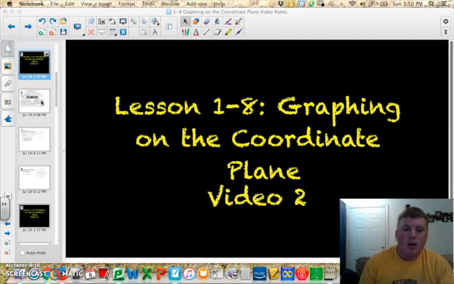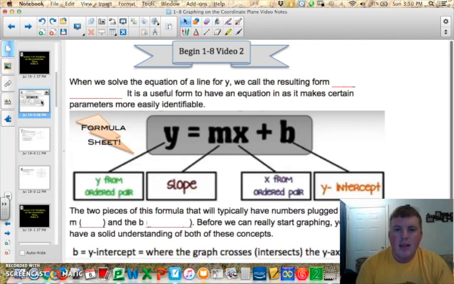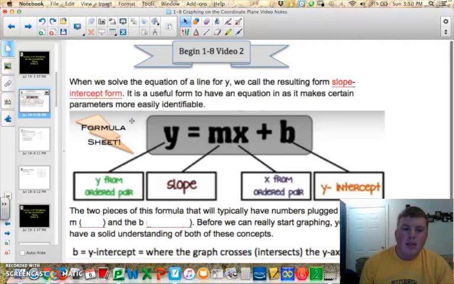So, the first thing we're going to look at is the form that we're going to be using the most to graph these. And the form that we're going to be using is called slope-intercept form. This is on your formula sheet that you will be able to use on your mastery checks and tests, as well as the milestone at the end of the year. But what you need to know is what this represents.